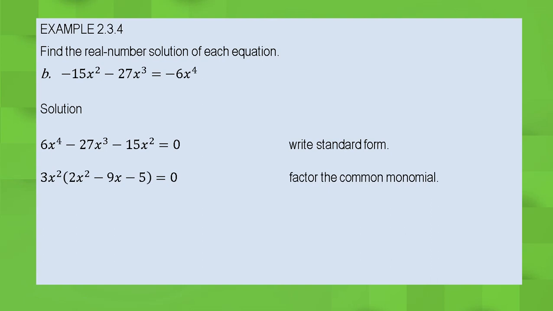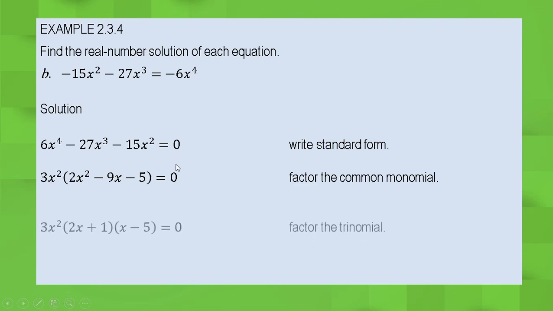Factor the common monomial. What is common among these? So 3x squared. We use the variable with the least exponent. Okay, 3x squared. So we have 2x squared, since 4 minus 2 is 2. 27 divided by 3 is 9x, and since it is cubed, minus 2, that's 1, so just x. And then 15 divided by 3 is 5.